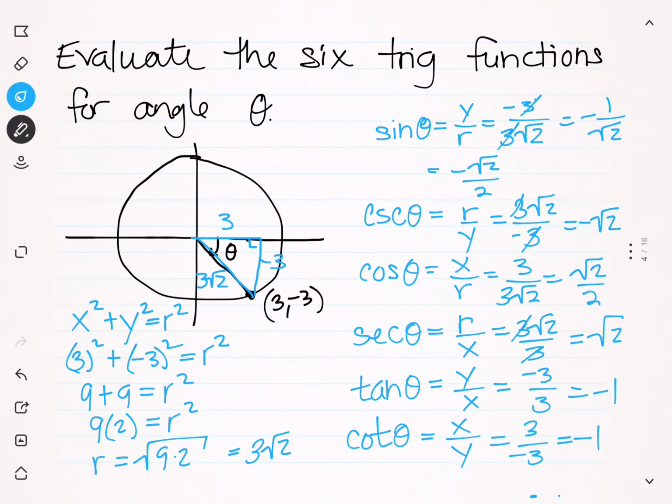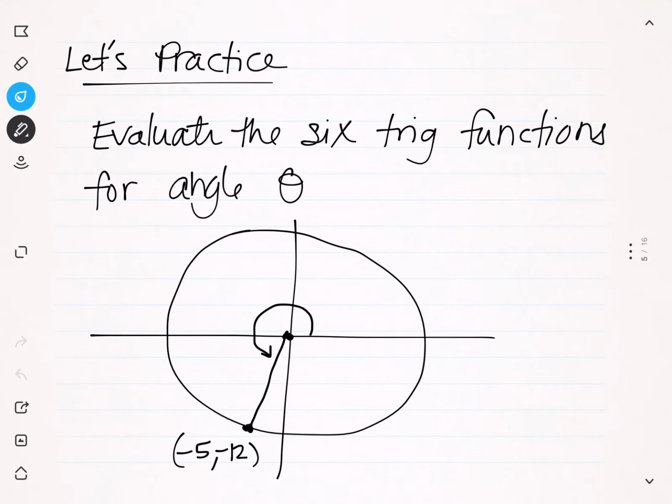Okay, so I want you to practice here. You're going to give this one a try. Angle theta is located in quadrant 3. Its terminal side is going to intersect this circle, which has the coordinates (-5, -12). So go ahead and evaluate all 6 trigonometric functions. Pause the video. When you're done, you're ready to check your answer, resume playing, and we'll go over your work.